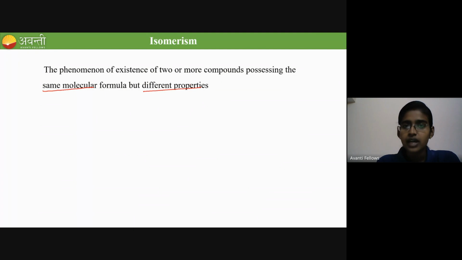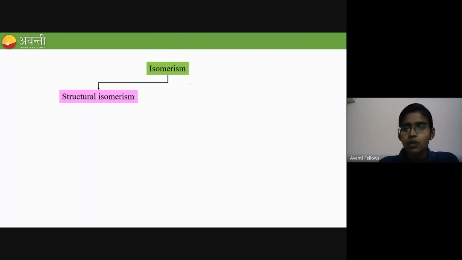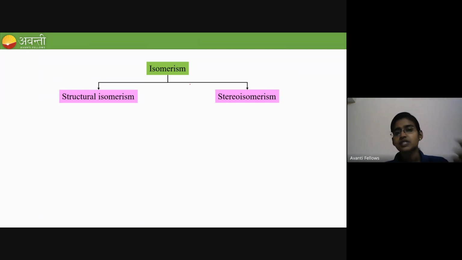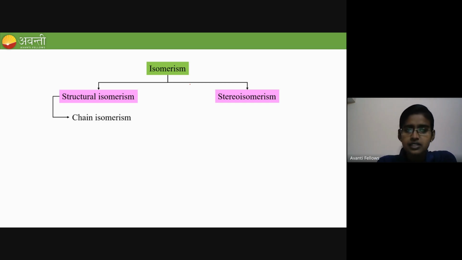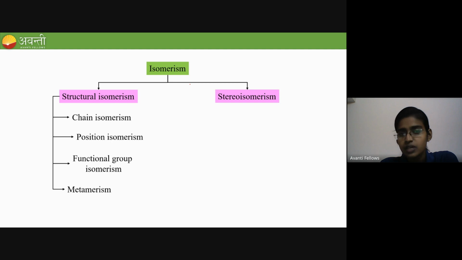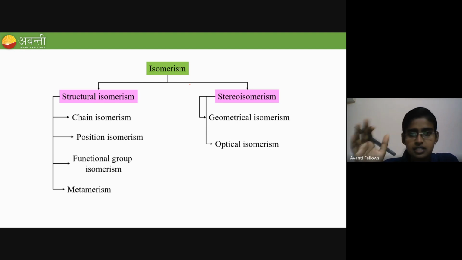Under isomerism, there are two types: structural isomerism and stereoisomerism. I'll come to the definitions of structural and stereo later. Under structural isomerism, we have four classifications. The first is chain isomerism, the second is positional isomerism, the third is functional group isomerism, and the fourth is metamerism. These four are the classifications under structural. Under stereo, the first is geometrical isomerism and the second is optical isomerism. These two are stereoisomerism. You should know this flow chart, the classification of isomerism. Now we will discuss them one by one.